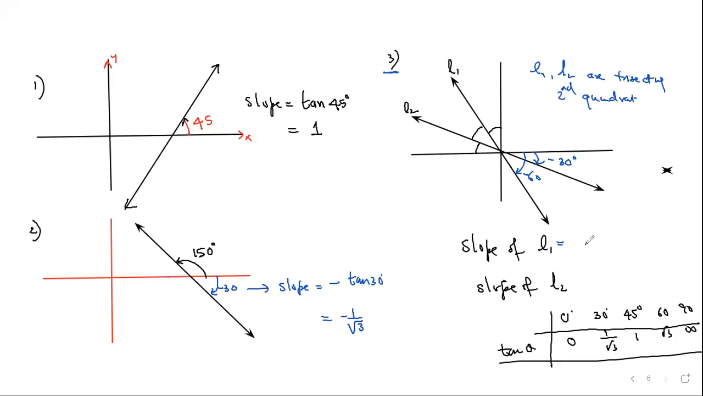So slope of L1 will be minus tan 60. L1, sorry, sir, this is L1, no? Yes. L2 will be minus tan 30, minus 1 by root 3.